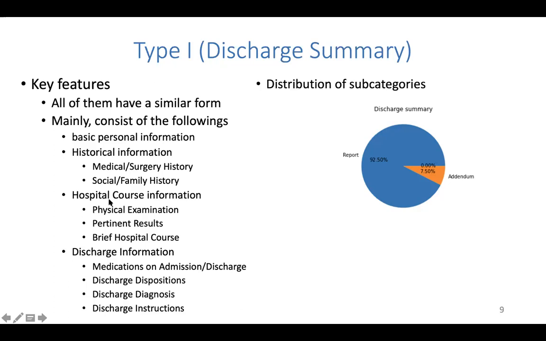And then hospital course information. So what the patient went through this time in this admission, this hospital stay. So all the physical examinations, results from the labs, brief hospital course, basically what the patient went through in the whole process. And then medications on admission and discharge, like what kind of drug the patient was taking at the time of admission and at the time of discharge.